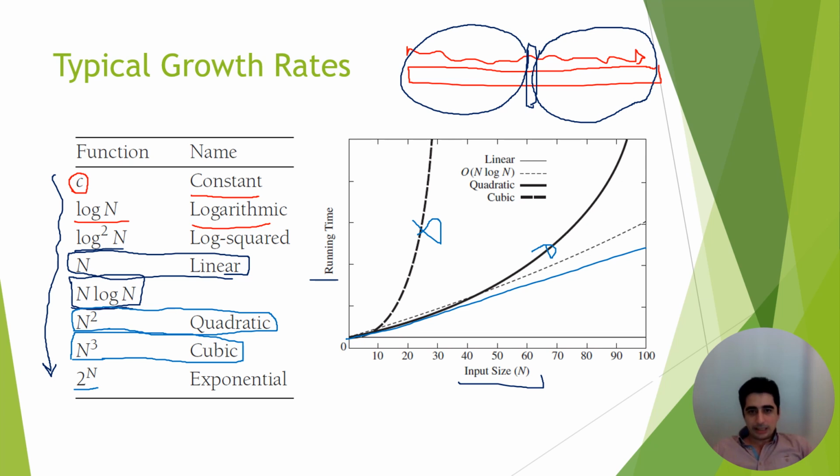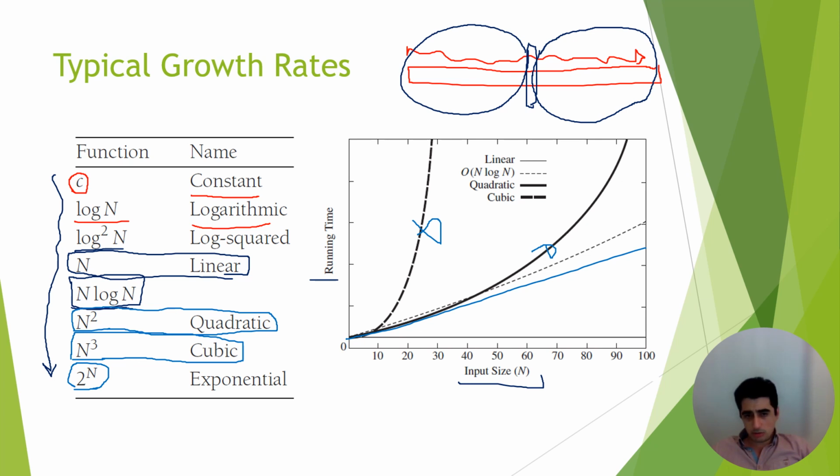They're still much slower growing compared to the exponential growth rate. Exponential growth rates, which are 2 to the power of n, or 3 to the power of n, or 10 to the power of n, are super slow algorithms. The time complexity is growing super fast, right? Therefore, because the time complexity is growing super fast, it is almost impractical to run an algorithm with exponential time complexity for a big input size.